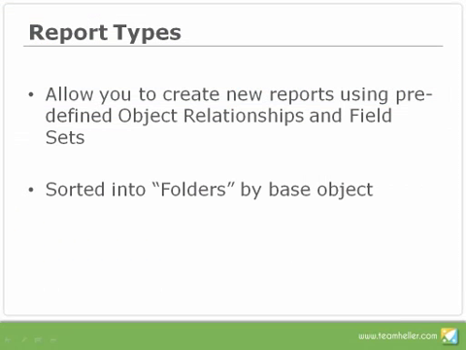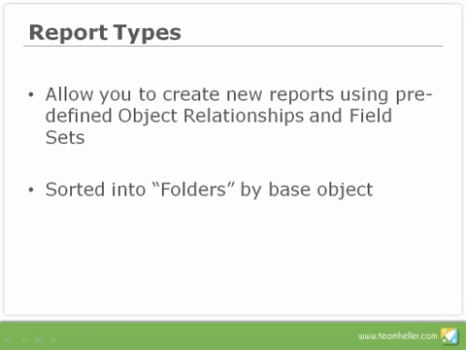Report types are predefined templates that allow you to create new reports using already defined object relationships and field sets. So when a report type's already defined, you know what objects you'll be able to see and what fields you'll be able to get related to those objects. These report types are also sorted into folders by base object.